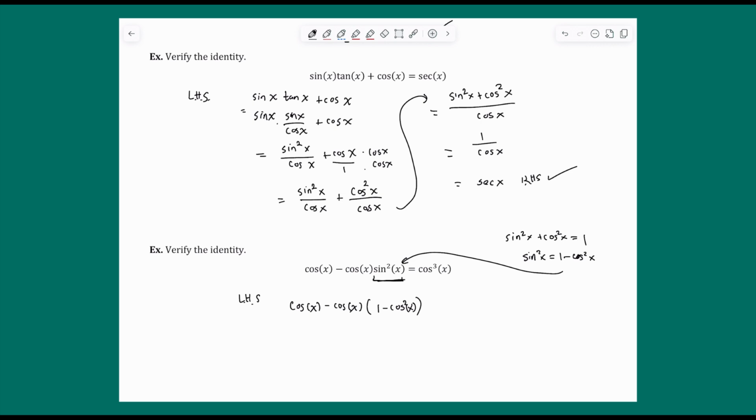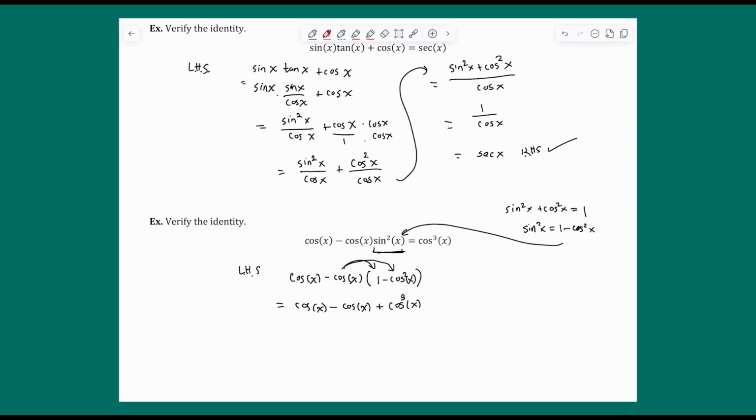And doing so, well, we can distribute there, so we get cosine of x, and then a negative cosine of x times negative cosine squared of x, negative times negative makes it positive, and cosine of x times cosine squared of x becomes cosine cubed of x. And well, you can see that these terms cancel, giving us 0, which leaves us with just cosine cubed of x, which is the right-hand side. And we have verified that identity.